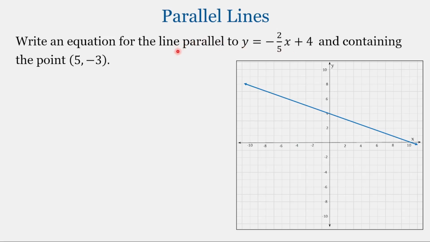We want a line parallel to this line, and this line should contain the point (5, -3). And here we have the point (5, -3). So basically, we want to find the equation for this line. So what does it mean for lines to be parallel to each other?